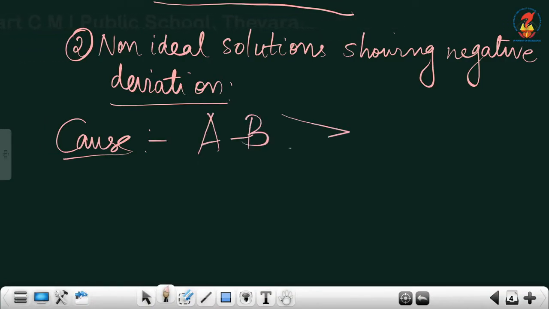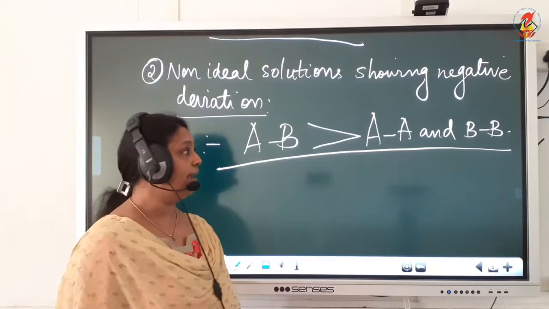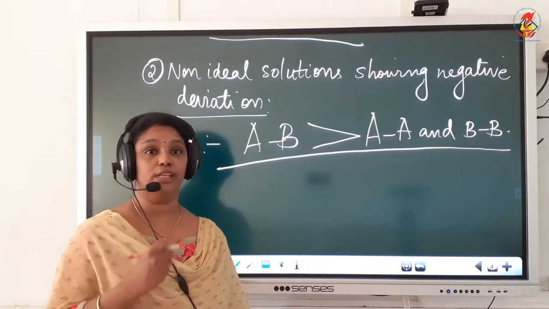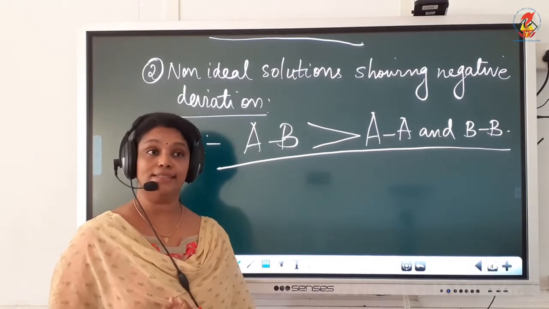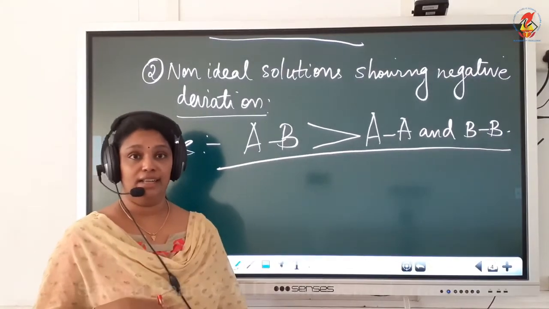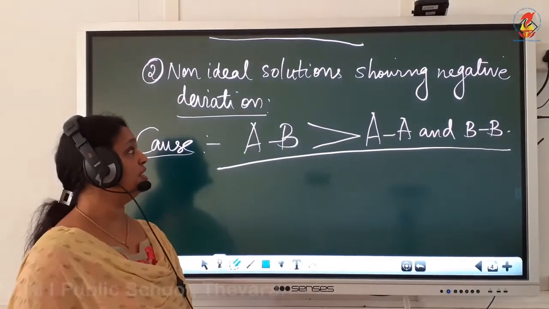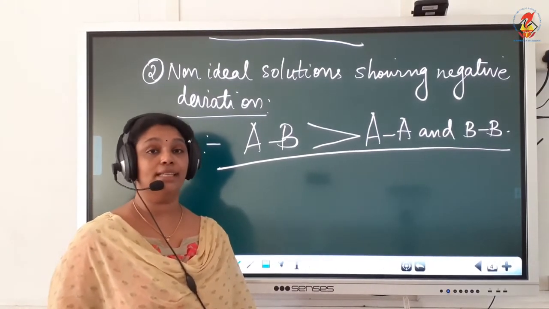AB interactions will be stronger than AA and BB interactions. That is, the force of attraction between solvent and solute is stronger than that between solvent-solvent and solute-solute. So we know if the force of attraction between solvent and solute is stronger, then the molecules will find it difficult to escape to the vapor state. As a result, the vapor pressure decreases, and the vapor pressure is lower than that expected from Raoult's law. So this is a non-ideal solution showing negative deviation from Raoult's law, where we have AB interactions greater than AA and BB interactions.